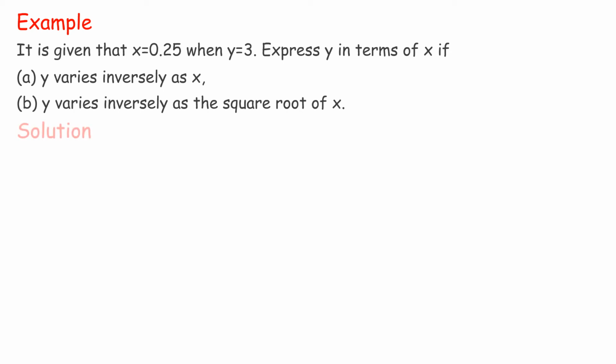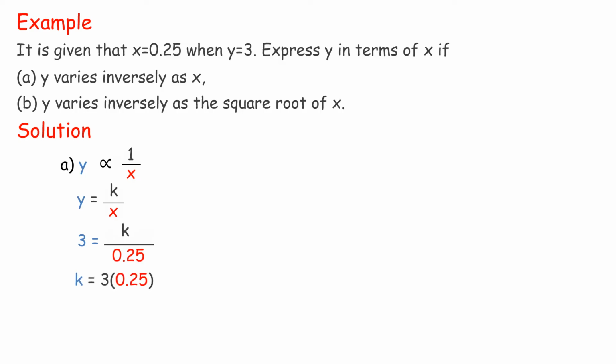Solution: a. y varies inversely as x. y equals k over x. To find the value of k, substitute y and x into the equation. 3 equals k over 0.25. k equals 3 times 0.25 equals 0.75. Hence, y equals 0.75 over x.